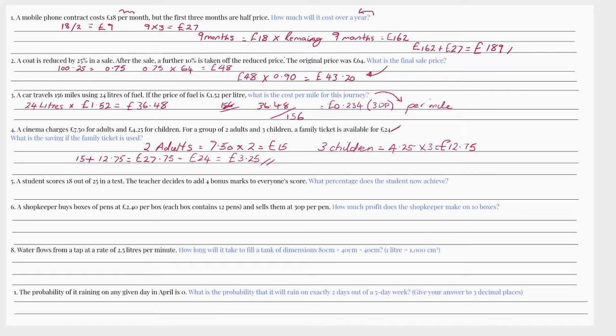The student scores 18 out of 25 in a test. The teacher decides to add 4 bonus marks to everyone's score. What percentage does the student now achieve? This is really easy, this one.